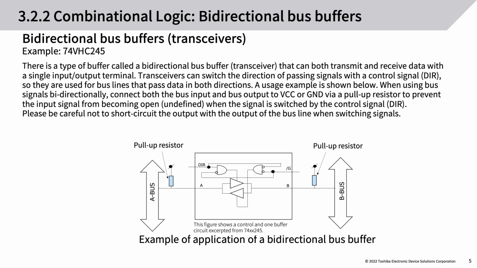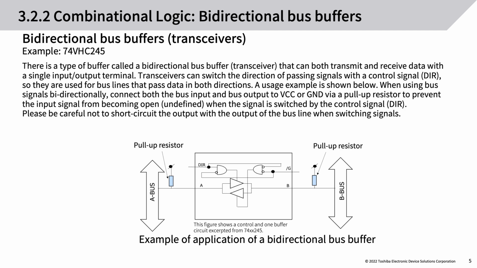Combinational logic, bidirectional bus buffers. Bidirectional bus buffers, transceivers. There is a type of buffer called the bidirectional bus buffer, transceiver, that can both transmit and receive data with a single input-output terminal. Transceivers can switch the direction of passing signals with the control signal, DIR, so they are used for bus lines that pass data in both directions. A usage example is shown below.